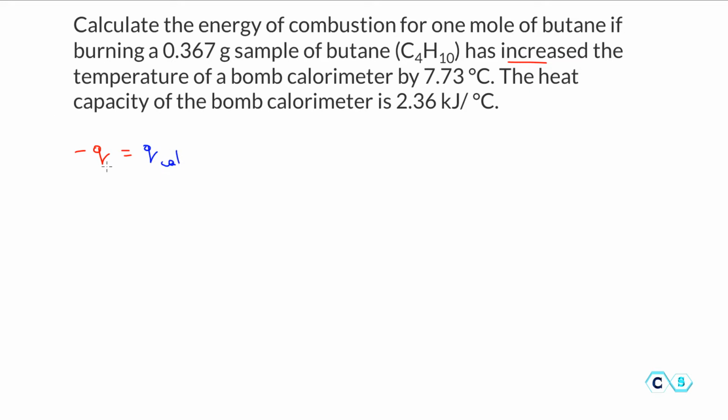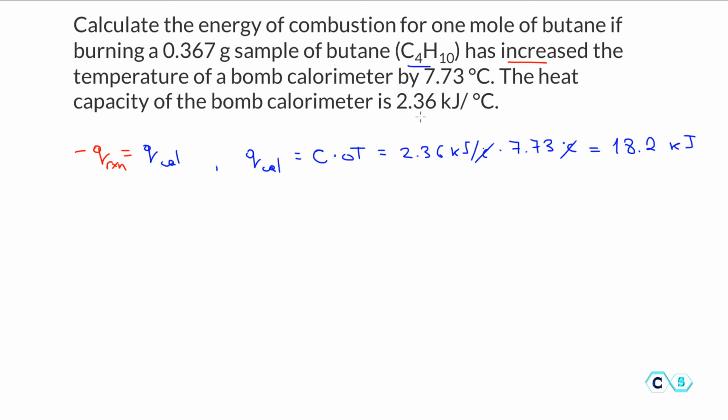These are equal. So we're going to first determine the heat of the calorimeter, which is going to be the same as the heat of the reaction. So the heat of the calorimeter is equal to the heat capacity, C, multiplied by the change of the temperature. So let's put these numbers here, 2.36 kilojoules per 1 degree Celsius, that's how much heat is needed, times 7.73 degrees Celsius, and that's how much has changed. So cancel the Celsius and we have that this is equal to 18.2 kilojoules. So 0.367 grams of butane has released 18.2 kilojoules of energy when it was burned.